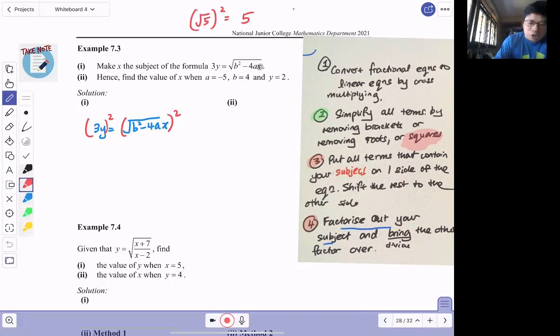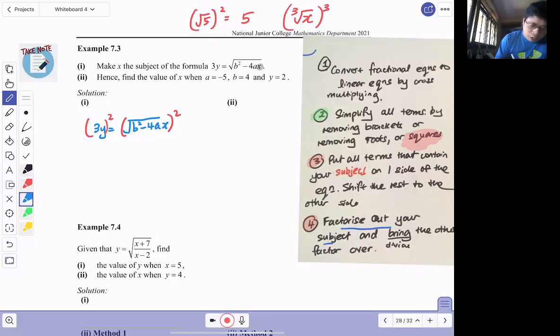If I give you something like a cube root, let's say cube root of x, how to remove it? You do a cube. So I remove it by doing the reverse process. What's the reverse of square root? It's a square. What's the reverse of minus? I do a plus. What's the reverse of times? I do a divide.